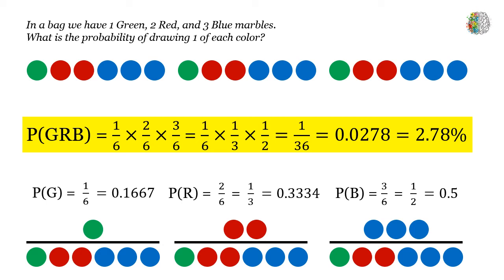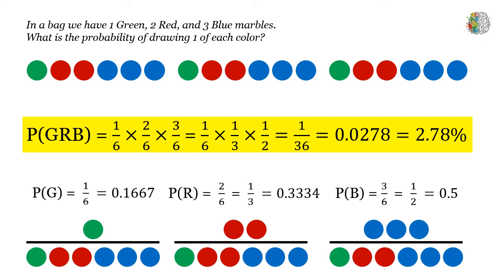So that's 1/6 times 2/6 times 3/6, which can simplify to 1/6 times 1/3 times 1/2. Doing that multiplication gives us 1/36, which becomes a decimal of 0.0278, and that gives us a percentage of 2.78. So we have a 2.78% probability that if I did 3 independent trials, I would independently draw out one of each of the colors of the marbles that are in my bag.